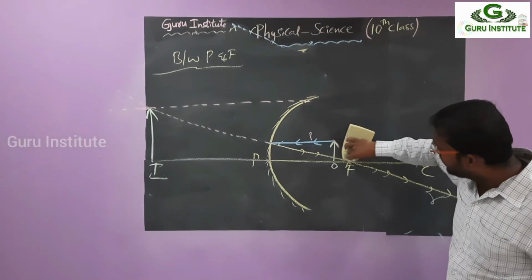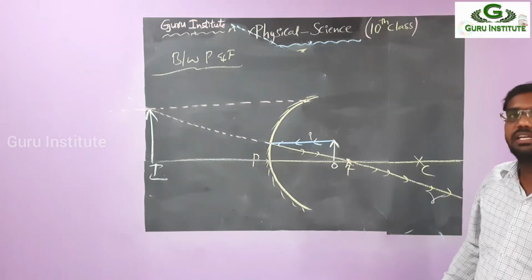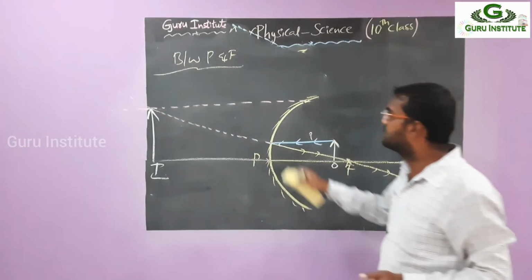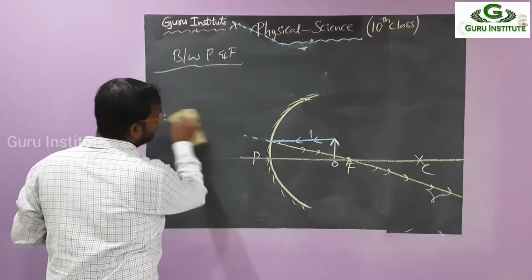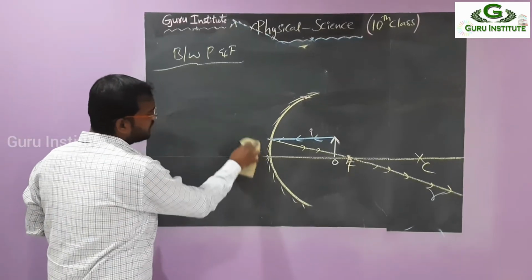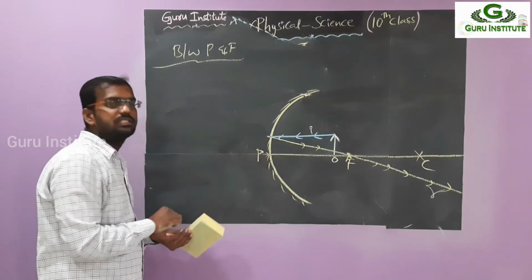Passing parallel to the principal axis, passing through focus, and we are not taking the second line. We are taking the third line, passing through the center of curvature. We have to take that into assumption. So how should it be? Both should be correct. You can draw either way in your examination. For your convenience, I will take the second one.